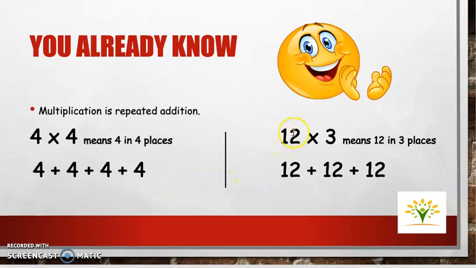Here you have 12 times 3, which means 12 in 3 places. 12 plus 12 plus 12. Do you know what the answer is? 12 times 3. Did you say 36? Excellent. Great. So you know your multiplication table. 4 times 4 is 16.